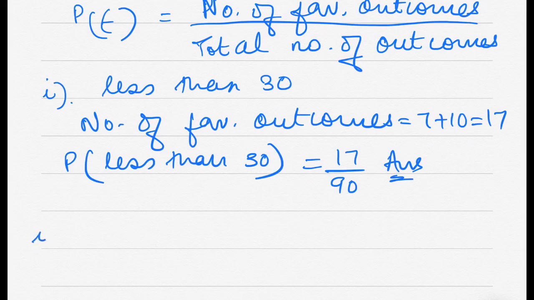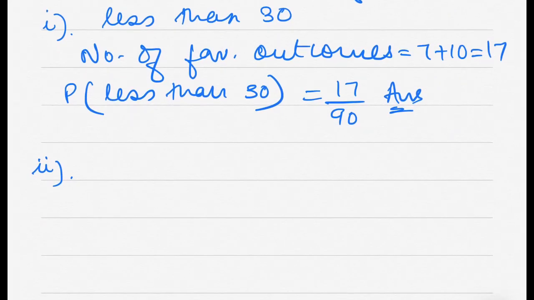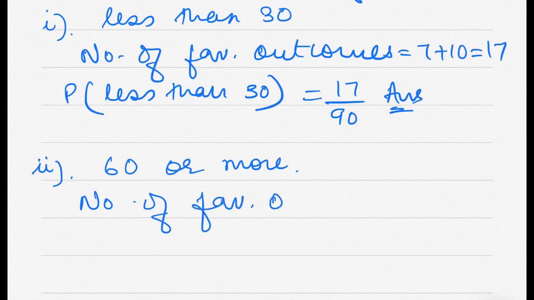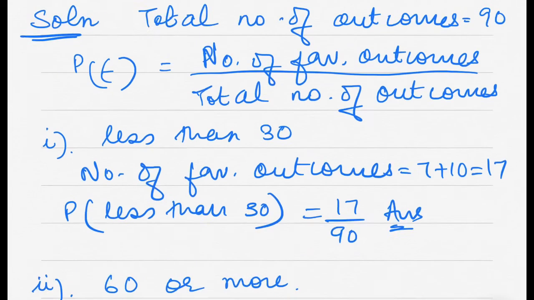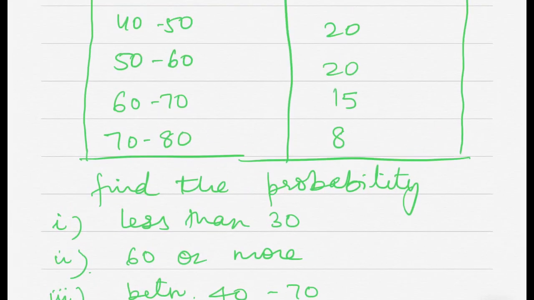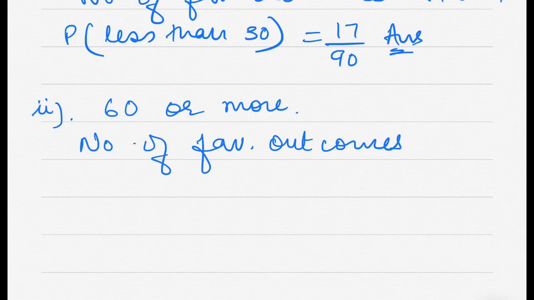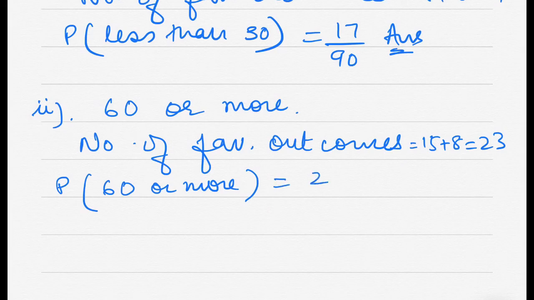That's my answer. Now the second part says 60 or more marks. So my number of favorable outcomes here, we have to see the table. For 60 or more, that is equal to 15 and 8. So these two will be added. So 15 plus 8 is equal to 23. So the probability of a student getting 60 or more marks is equal to 23 by 90.